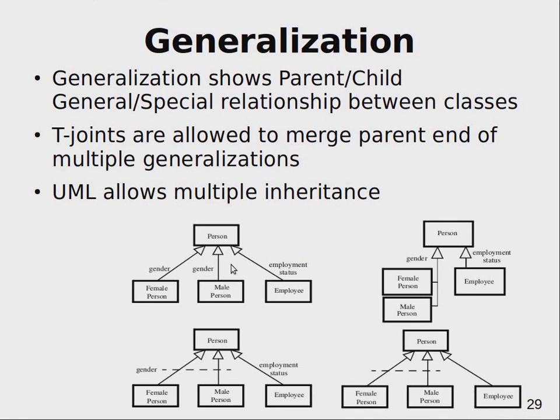And in theory there may be multiple inheritance in UML. In practice, most programming languages do not allow multiple inheritance, and that means that in most cases you have only one parent object and many child objects, and because of that usually you make trees of these generalizations and specializations.